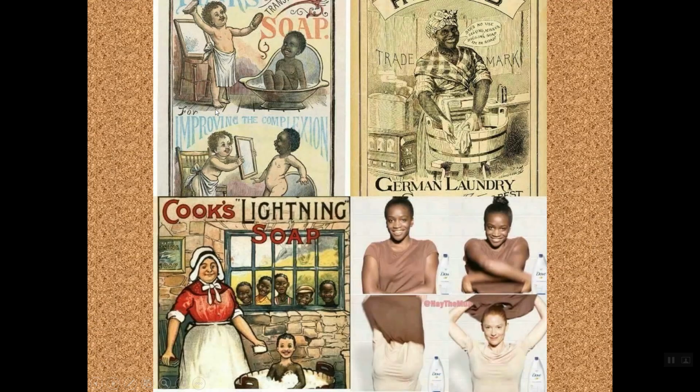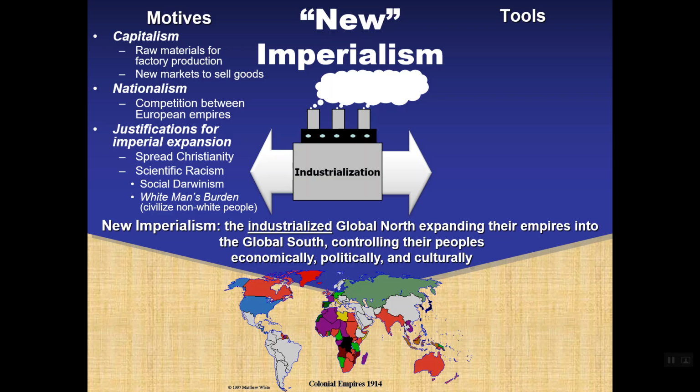All right, and you see this in advertising. You see it all the time, right? You see this child here giving them the soap, cleaning them up, and making them look better. And these are only a few advertisements, but you see it in advertising today. Dove got in trouble for this a while back for pulling the same old stunt that these other folks had in previous advertisements. So again, we've got the actual motives, capitalism and nationalism, and then the justifications for imperialism.